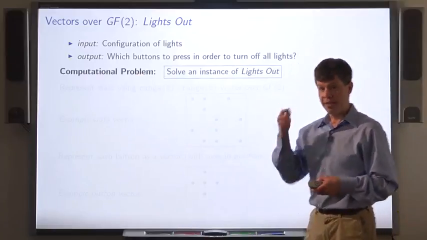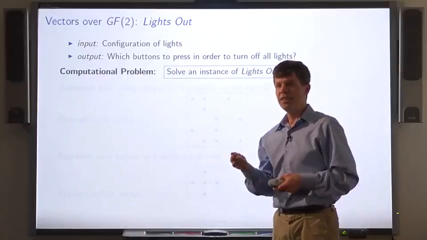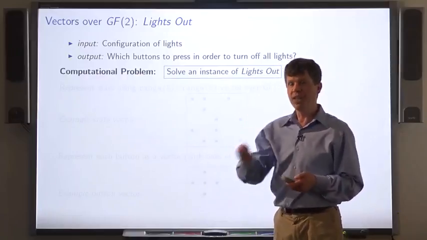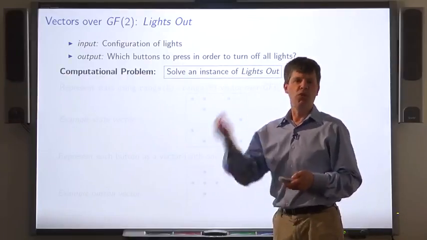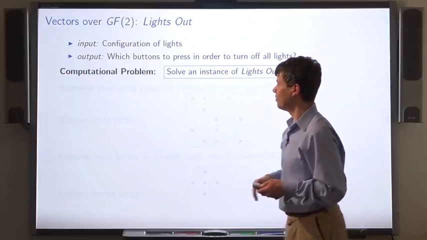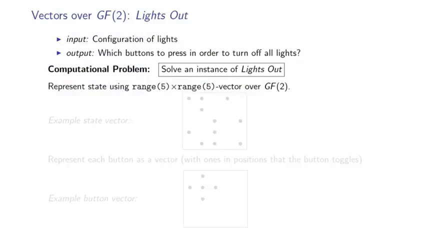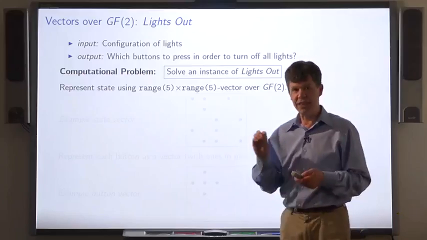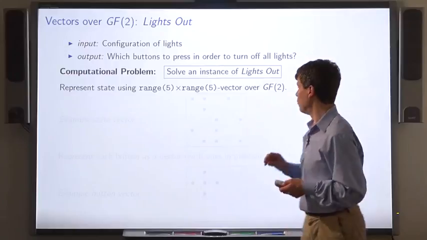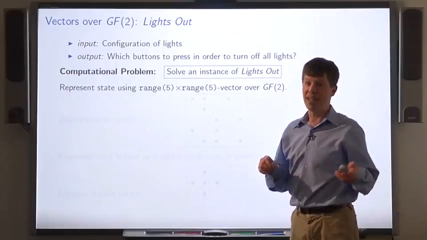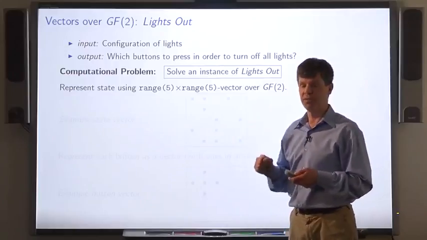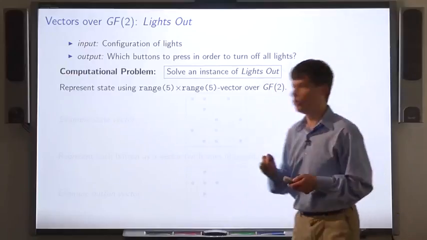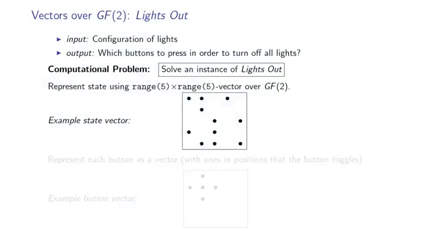So given a configuration of lights, we want to figure out what sequence of button pushes will turn off all the lights. We're going to represent the state of Lights Out using a vector. There's going to be an entry in the vector for each light in Lights Out. So for 5 by 5 Lights Out, that means there are 25 entries. And these are vectors over GF2. Here's a representation of the state of Lights Out. I'm using these black dots to represent lights that are on.